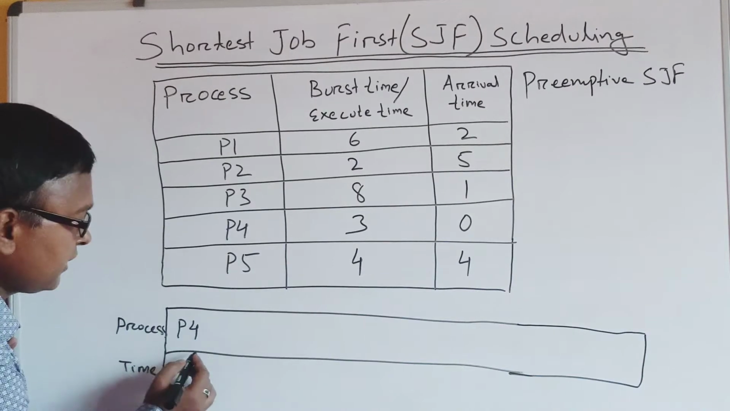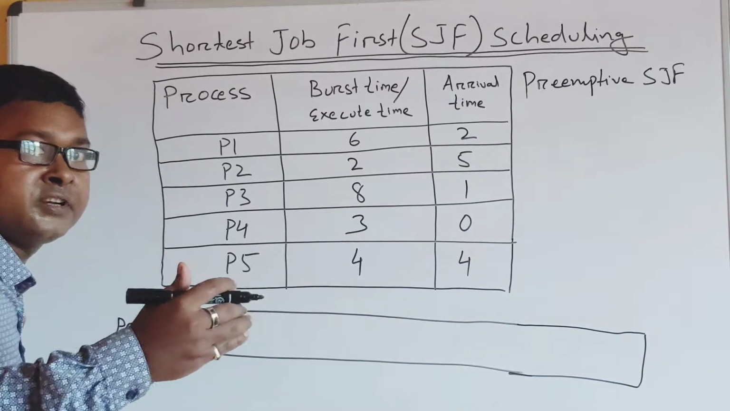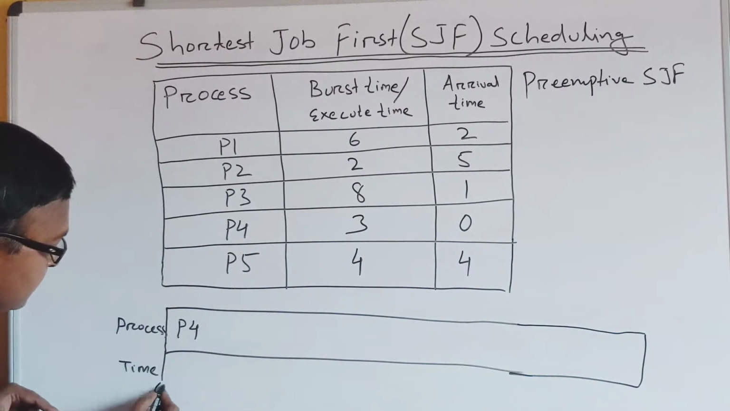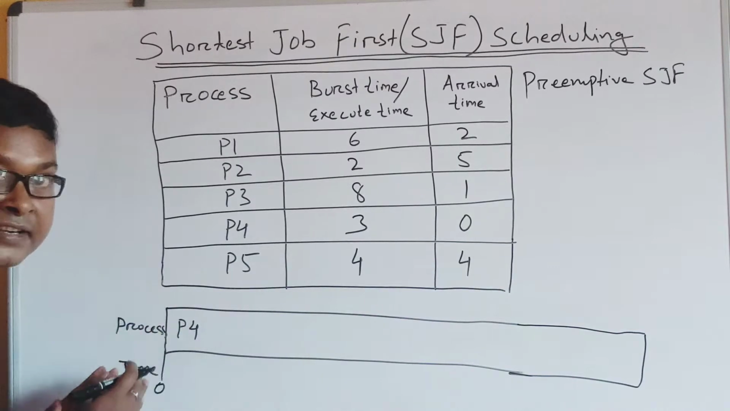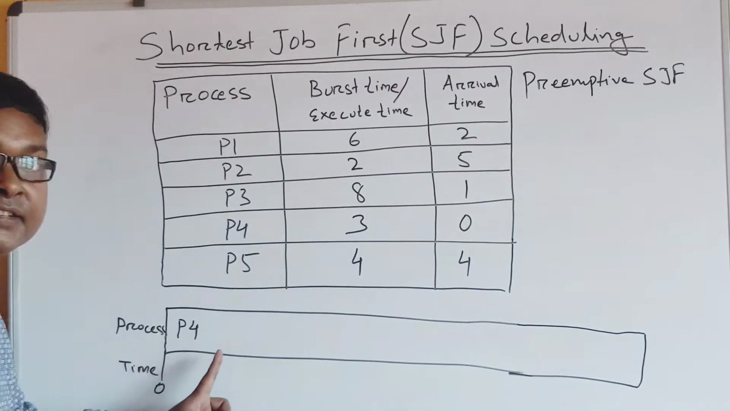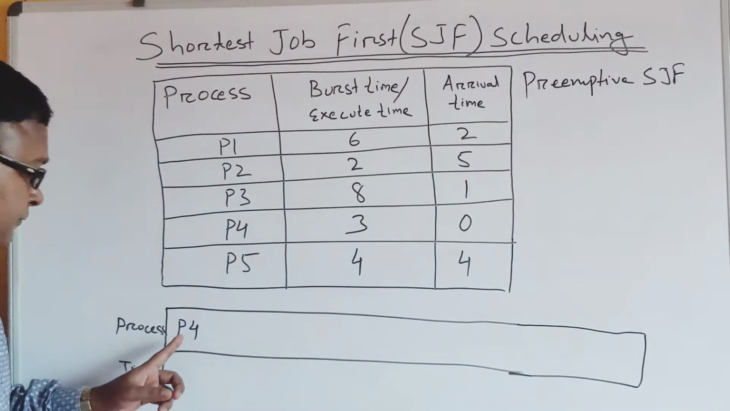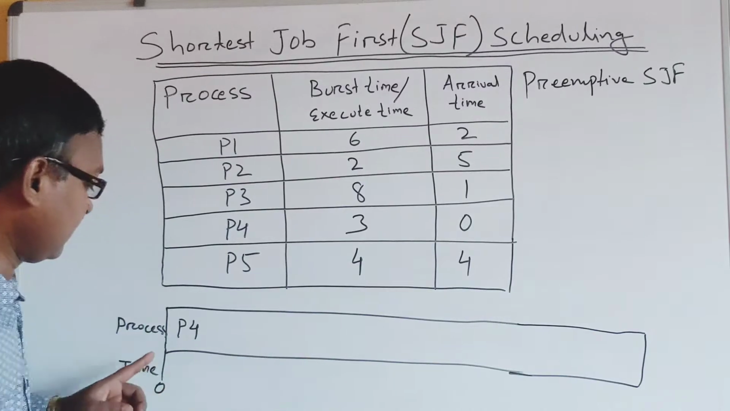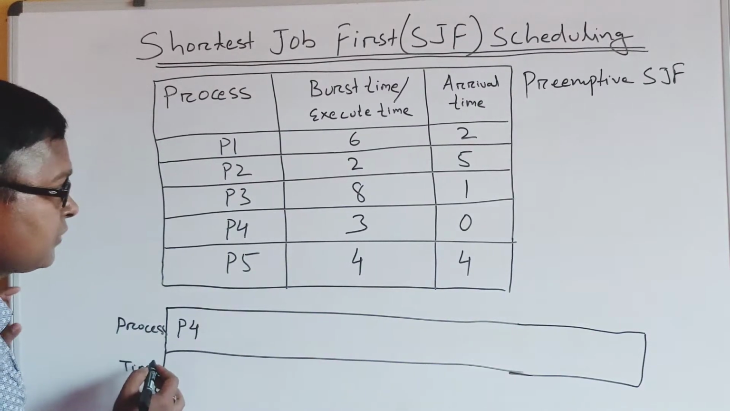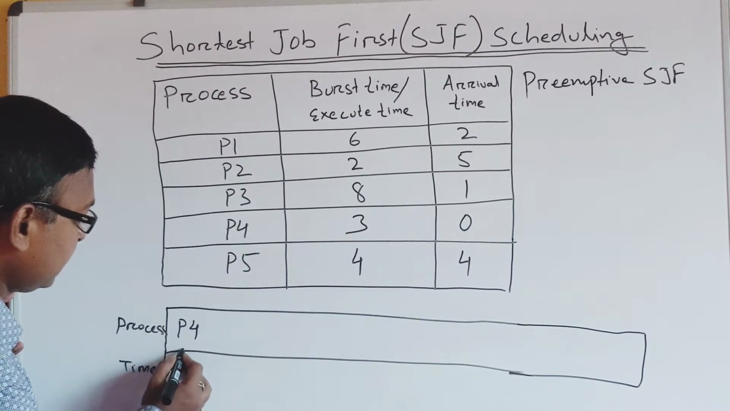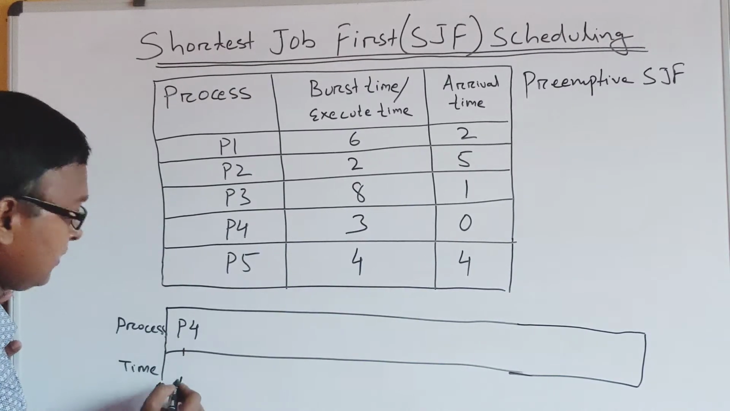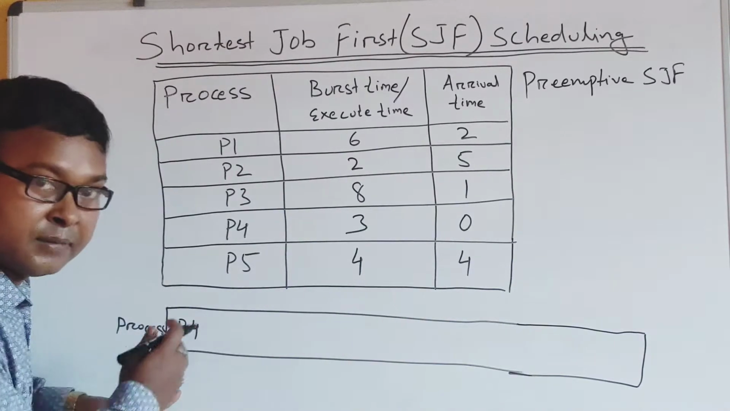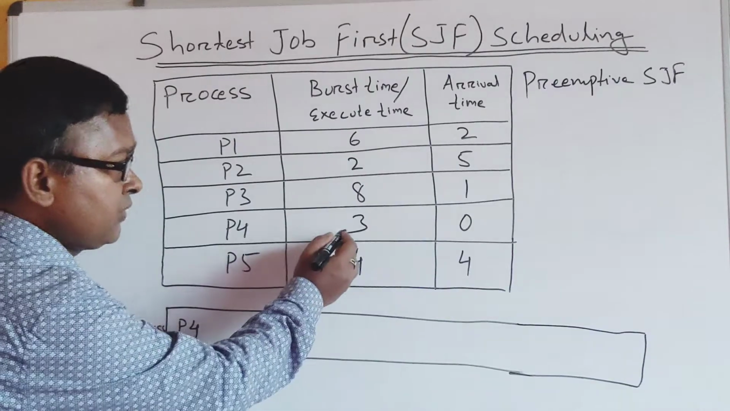So it starts executing and needs 3 units of time to complete its execution. It starts its execution at time 0, because P4 has entered at time 0. When P4 is executing and completes 1 unit of time, it still needs 3 units in total.